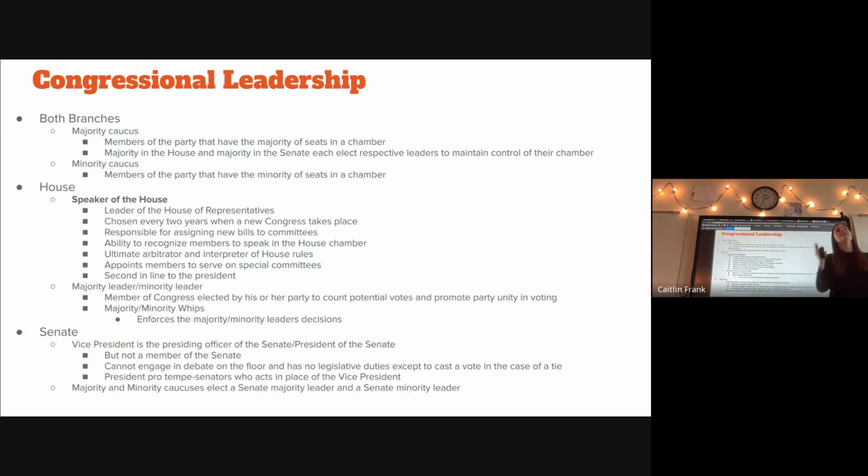The Senate position that actually has the most power in terms of things they can do is the Senate Majority Leader. The Senate Majority Leader has a lot of the same responsibilities as the Speaker of the House. The Senate Majority Leader can assign bills to committees, can assign people to committees. They're the ones that help dictate the rules of the Senate. So it's similar to the Speaker of the House, just not as many responsibilities as the Speaker of the House.